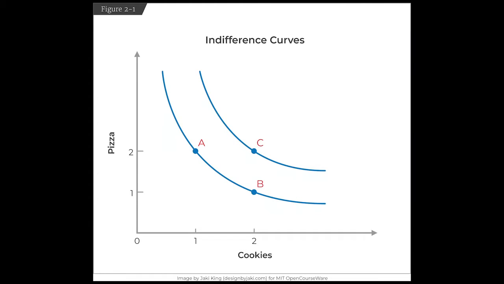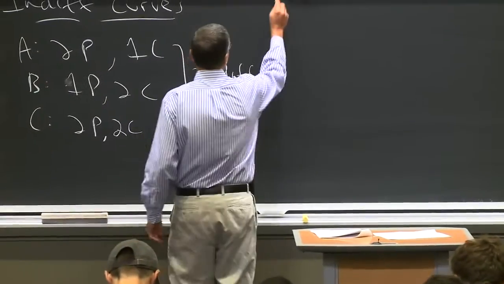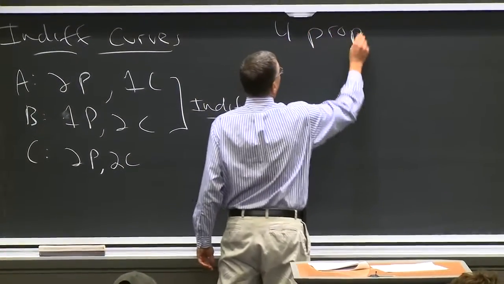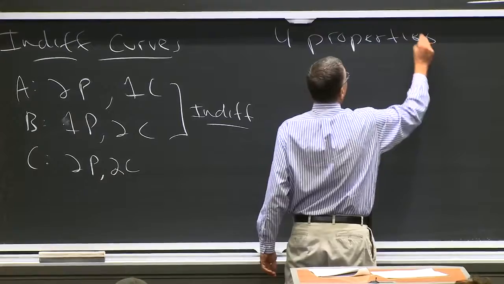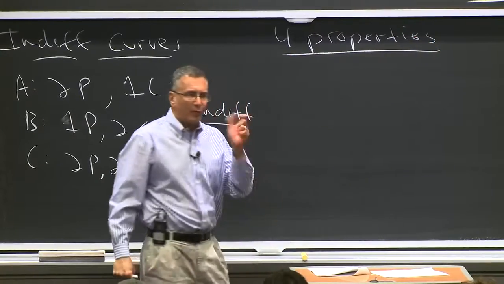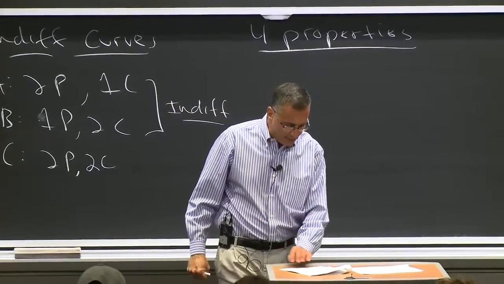And these indifference curves are going to have 4 properties that follow naturally from this. It's really 3.5. The third and fourth are pretty much the same, but I like to write them out as 4.